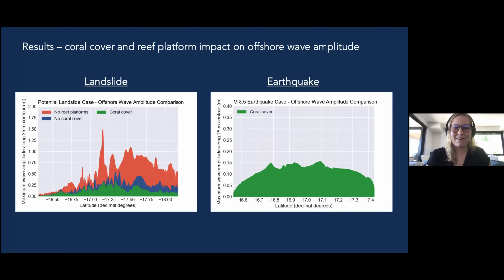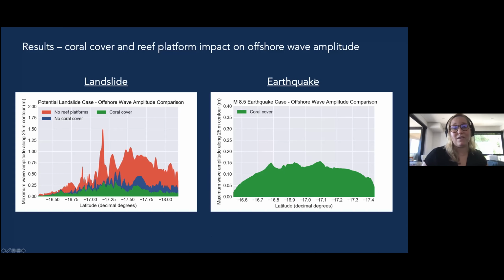And so now we're going to look at the hypothetical Solomon Islands earthquake case. And I apologize for the difference in scale here. This is just so you can see the plot a little bit better. So when the coral platforms are rough, the tsunami amplitudes end up being about 12 to 15 centimeters max.